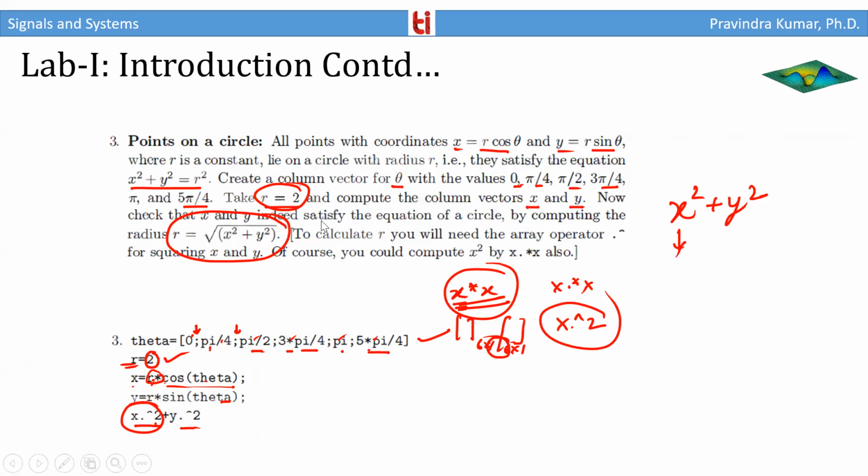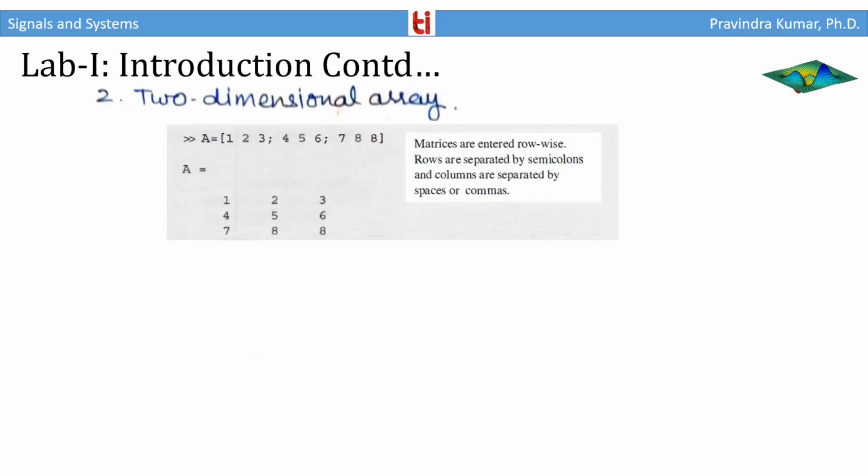This is what you have to satisfy. This is r is equal to x square plus y square, simply. Now, two-dimensional array. You can have a two-dimensional array. This is the first row, simply spacing it in between: 1, 2, 3. Then semicolon, second row, 4, 5, 6. Then the third row, 7, 8, 8. So this will be 1, 2, 3 first row, 4, 5, 6, 7, 8, 8.